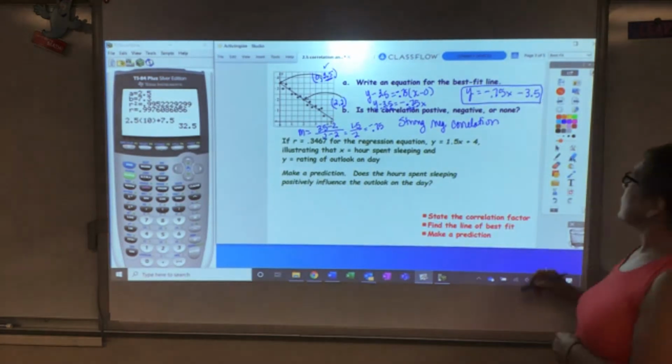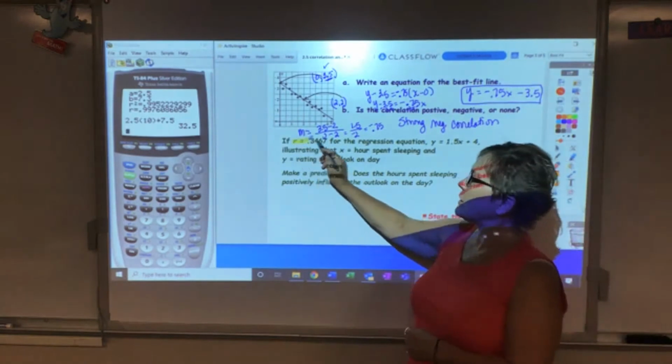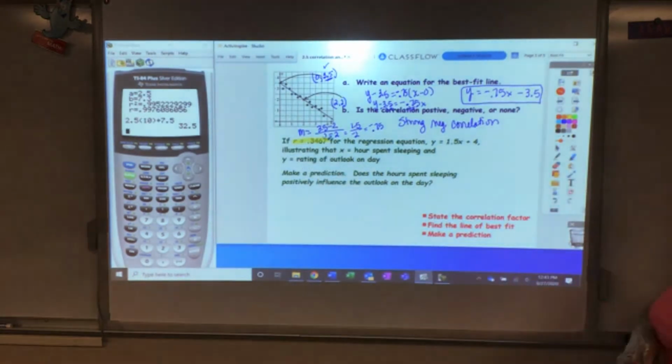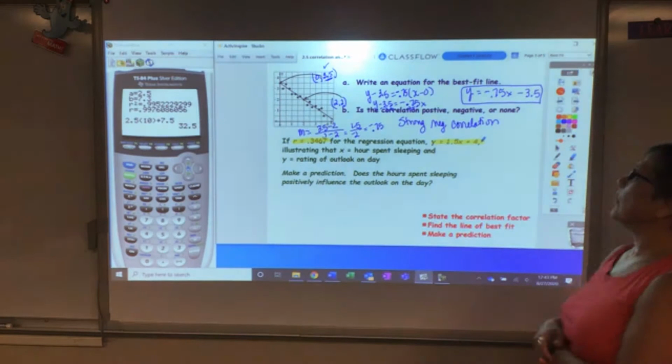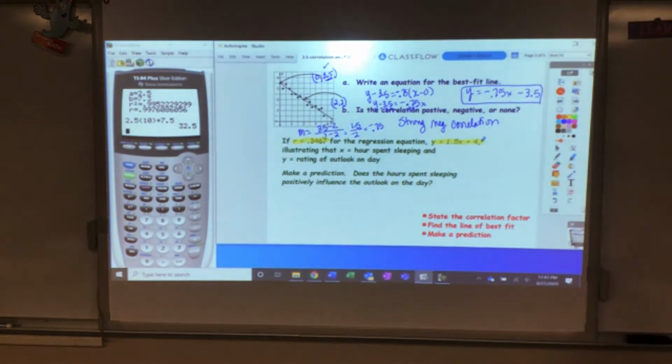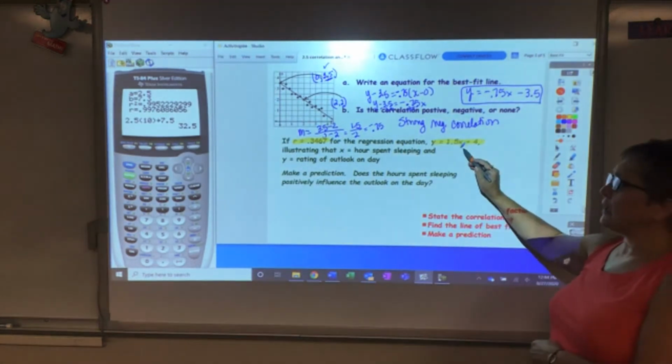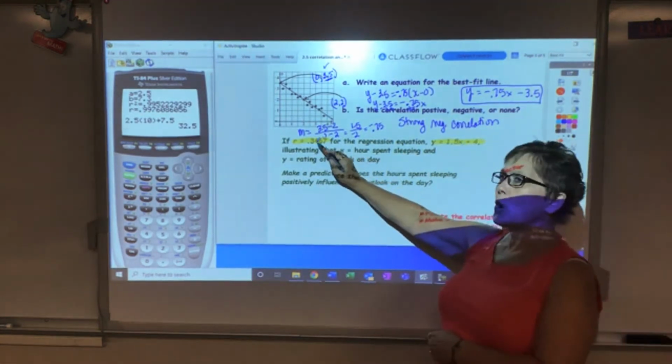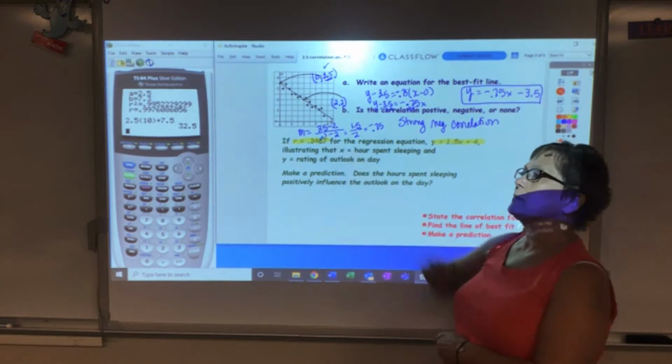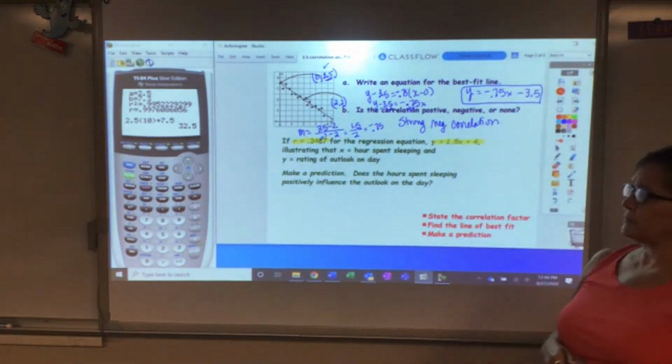Now, if our correlation was r equals 0.3467, and we got this equation to go with it, 1.5x plus 4 is y, and x stood for the number of hours spent sleeping, and y stood for the outlook on the day. It says make a prediction. Make a prediction means find some x to put in there. I can still pick any x to put in here, but since my correlation is so weak, I would not trust this equation as a predictor.